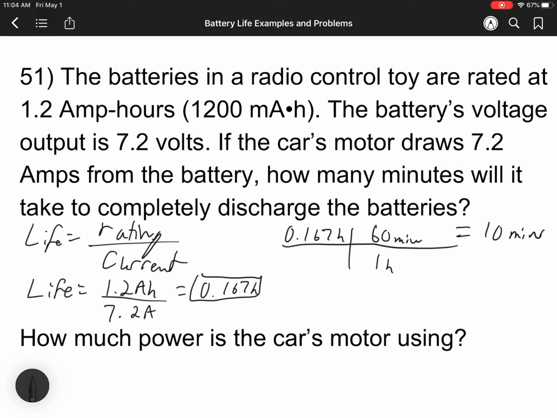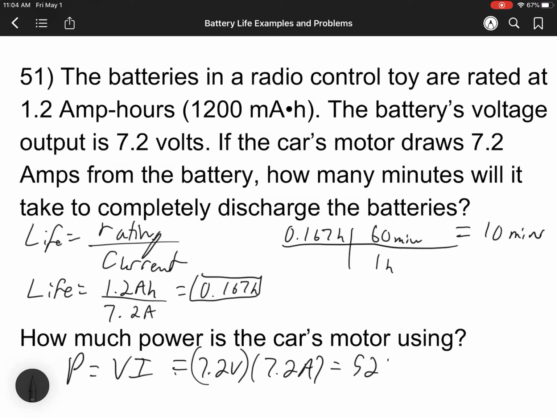How much power is the car's motor using? Power is equal to voltage times current. So 7.2 volts times 7.2 amps. It's going to be 52 watts of power. Your car is pulling about as much power as an old light bulb.